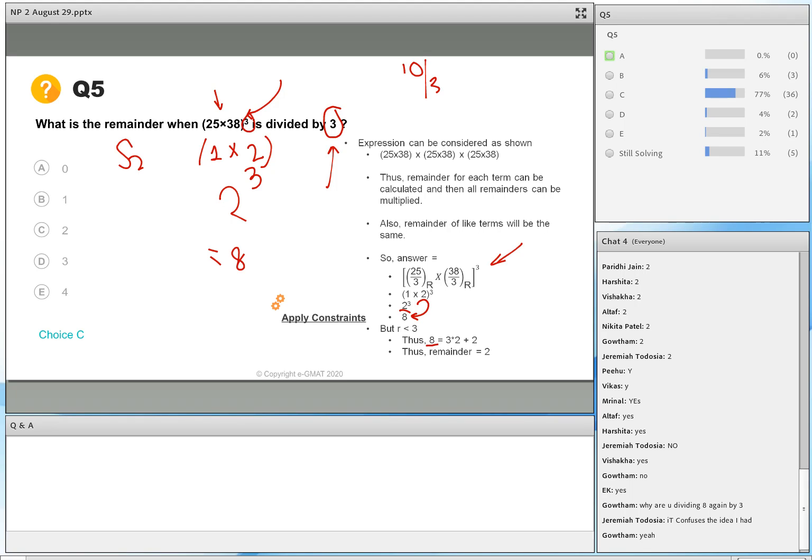If the final remainder is equal to 8, can that be the answer? No. Similar to Gautam, I need to divide it by 3 to get to the final answer, till the point in time I get a number which is lesser than 3, because my final remainder can never be greater than the divisor. Is it now clear to you, Jeremiah? Perfect. That is very, very good.